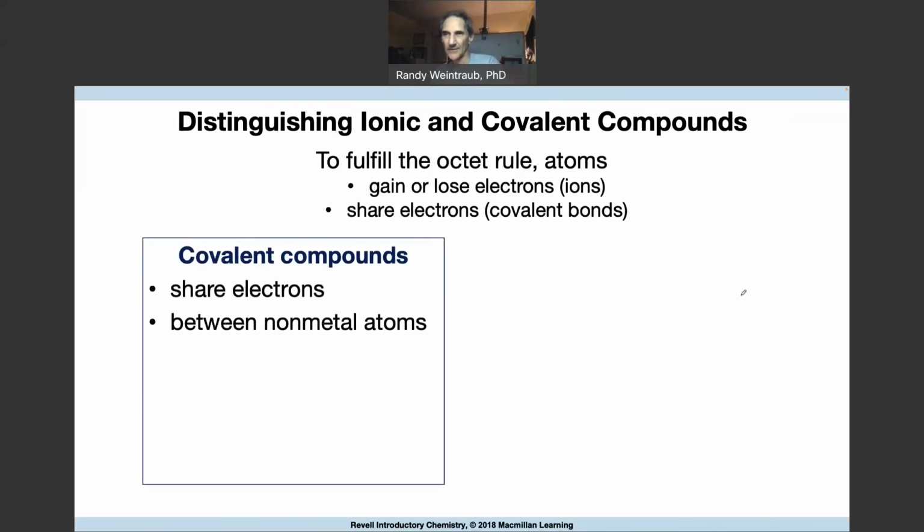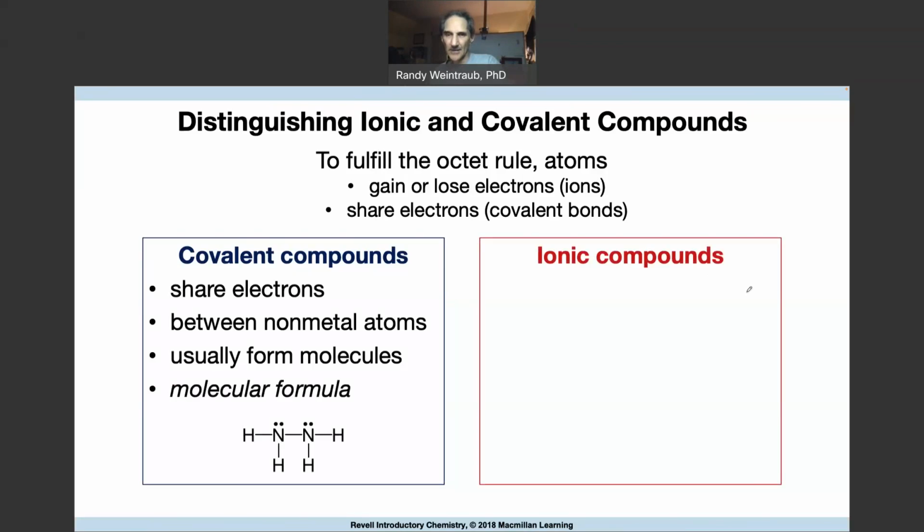Covalent compounds are between nonmetals. We generally describe covalent compounds with molecular formulas that indicate the exact number of each atom contained in the molecule.